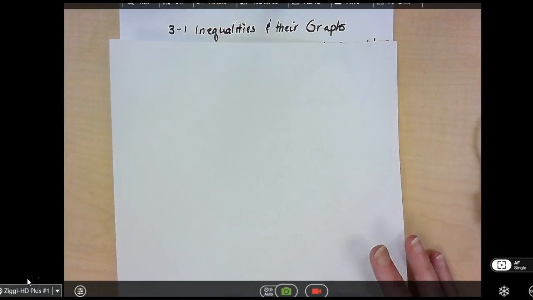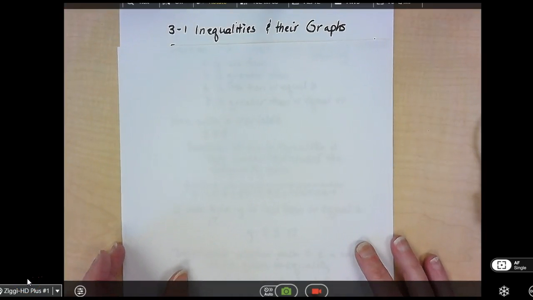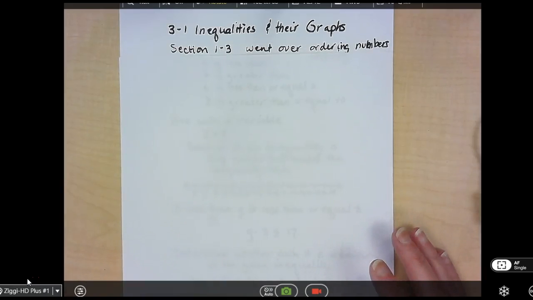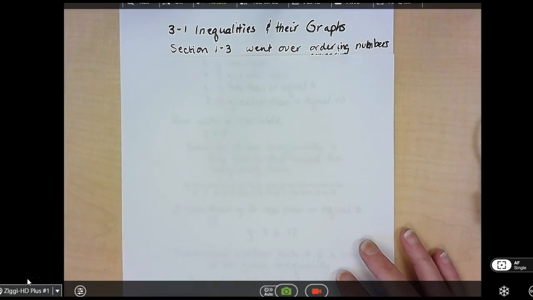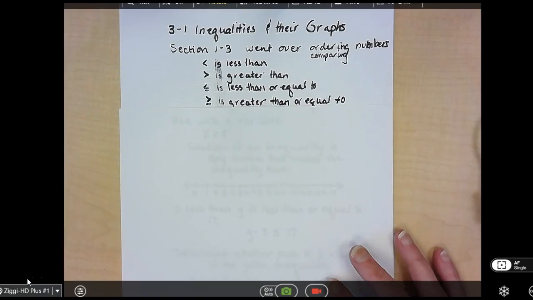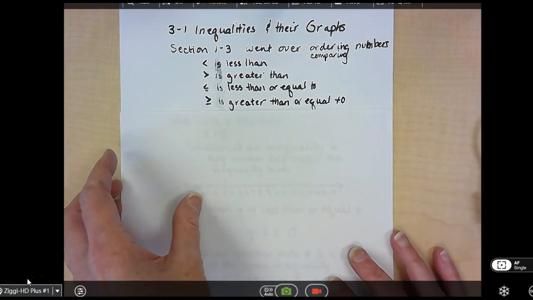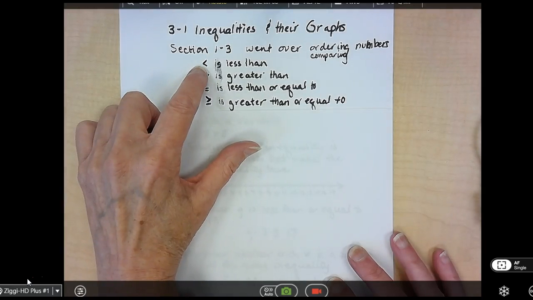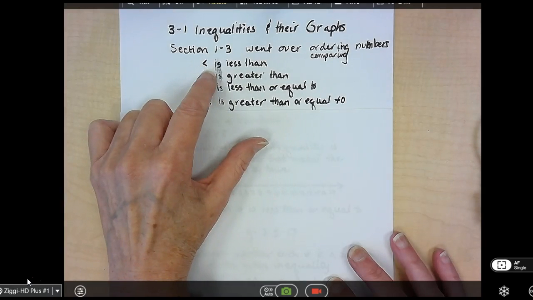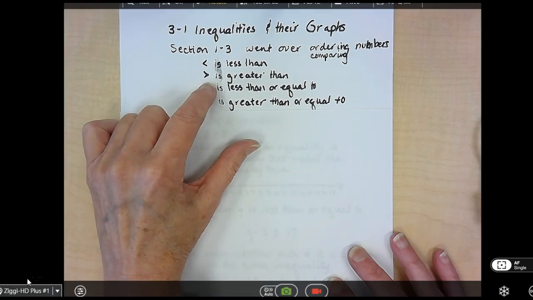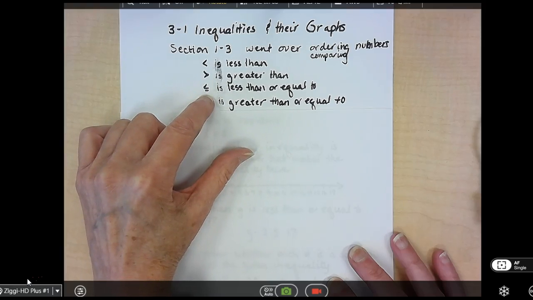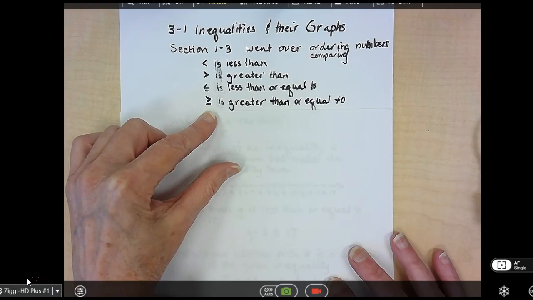Okay, today we're talking about section 3-1, inequalities and their graphs. So in section 1.3, we went over less than, greater than, and less than or equal to, greater than or equal to when we were ordering numbers and comparing numbers. We're going to be using them now in solving equations. So less than would be the wording, is greater than, is less than or equal to, is greater than or equal to.